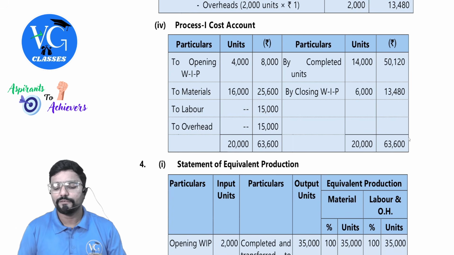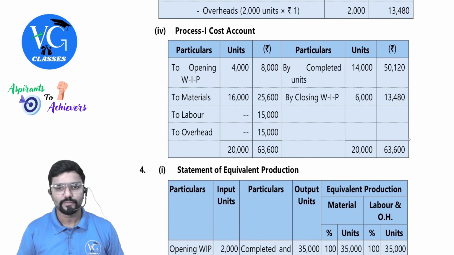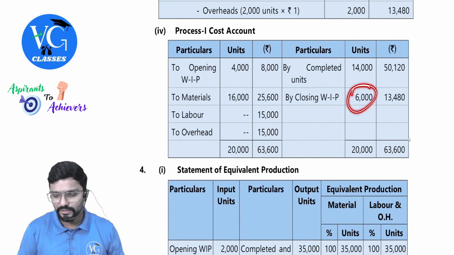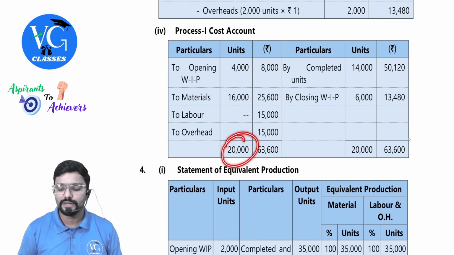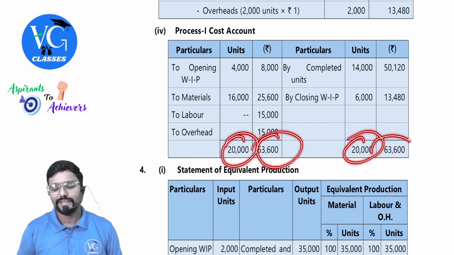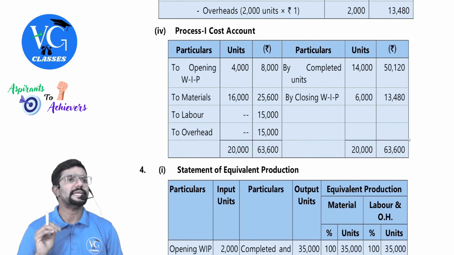Then units completed 14,000 units. What is the cost of it? 50,120. Closing WIP 6,000. What is the cost of it? 13,480. Guys, matching up the first closing units column, then the amount column. In this question, there is no loss. It is actually easy, guys.